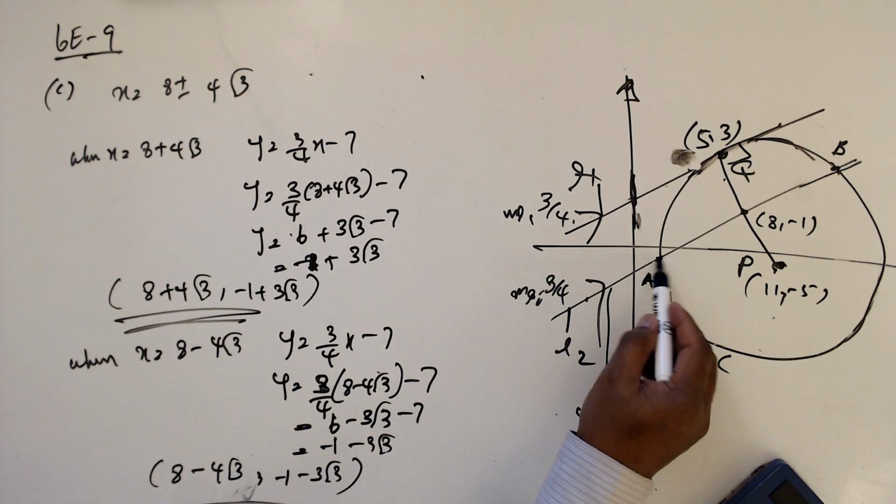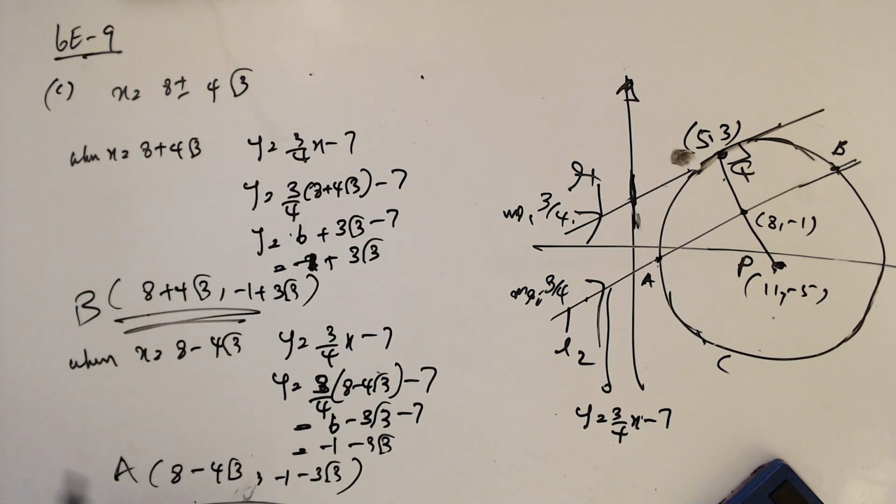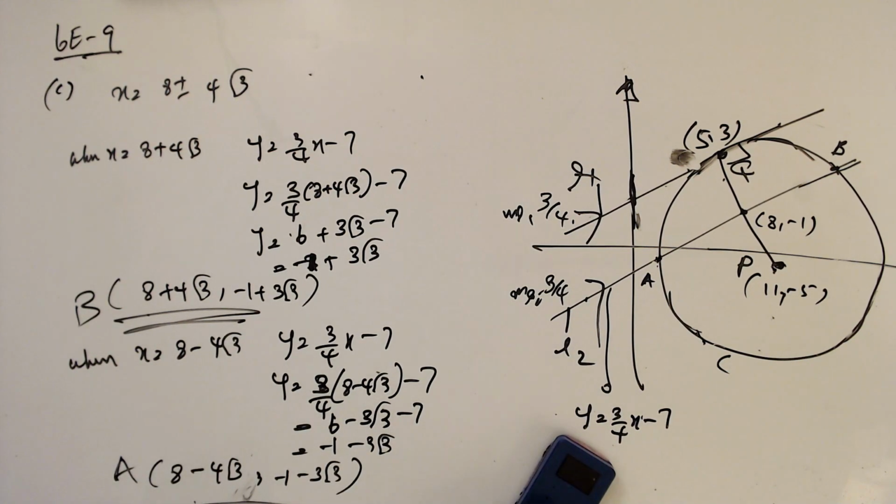The smaller x value has to be A and the larger x value has to be B. So this is A and this is B. Now the next part is we have to find the distance of AB.